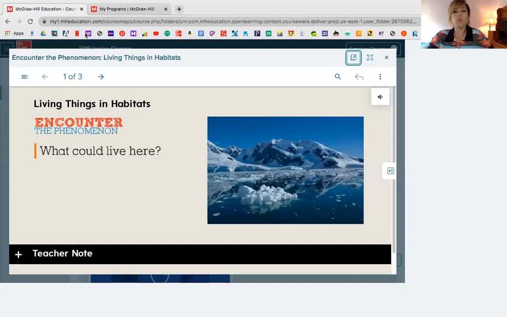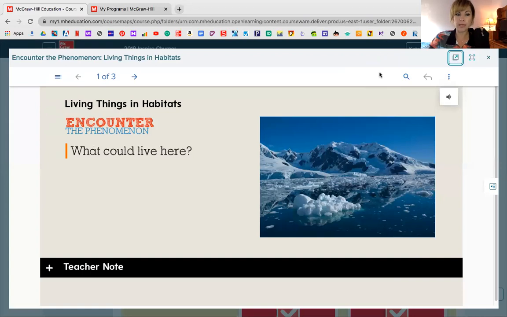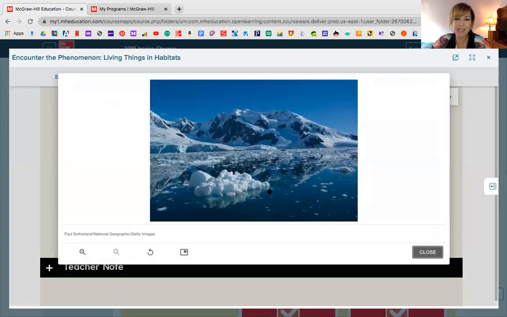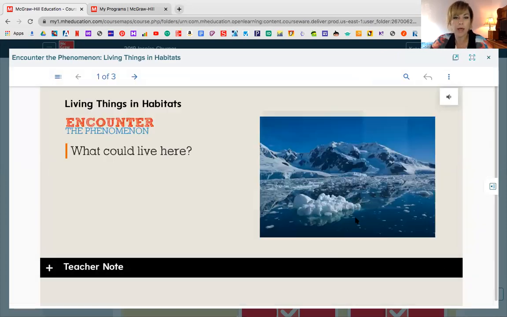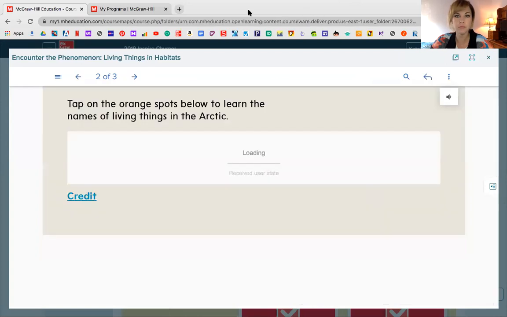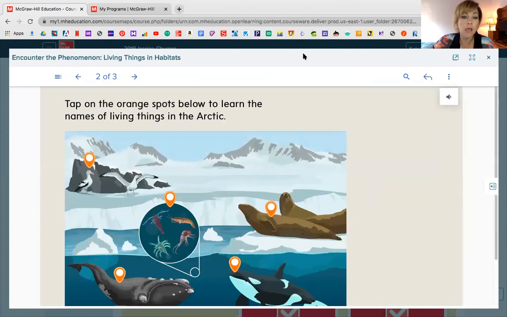So we started with Unit 4B, Lesson 1, which was living things in a habitat. The first question that was asked was, what could live here? If you look at this picture, we see the ocean, a frozen area. First thing that comes to my mind is possibly Antarctica or a frozen area, maybe like Alaska or some sort. Let's see if it gives me any information. Let's go to the next page. Okay, so it's the Arctic.